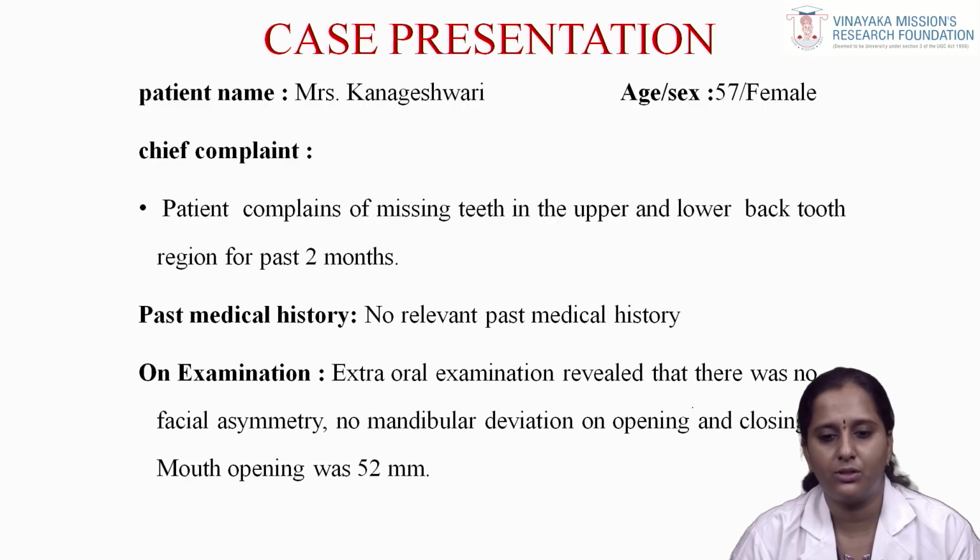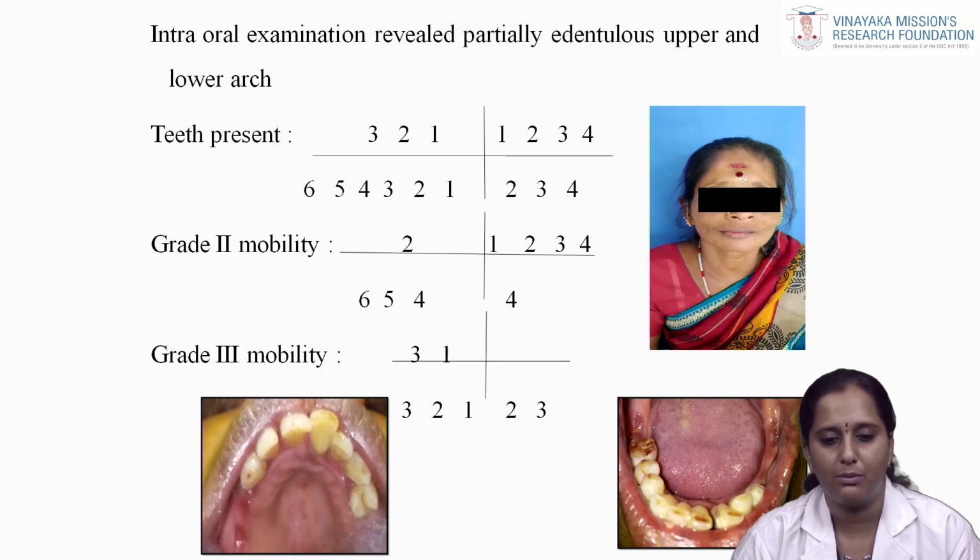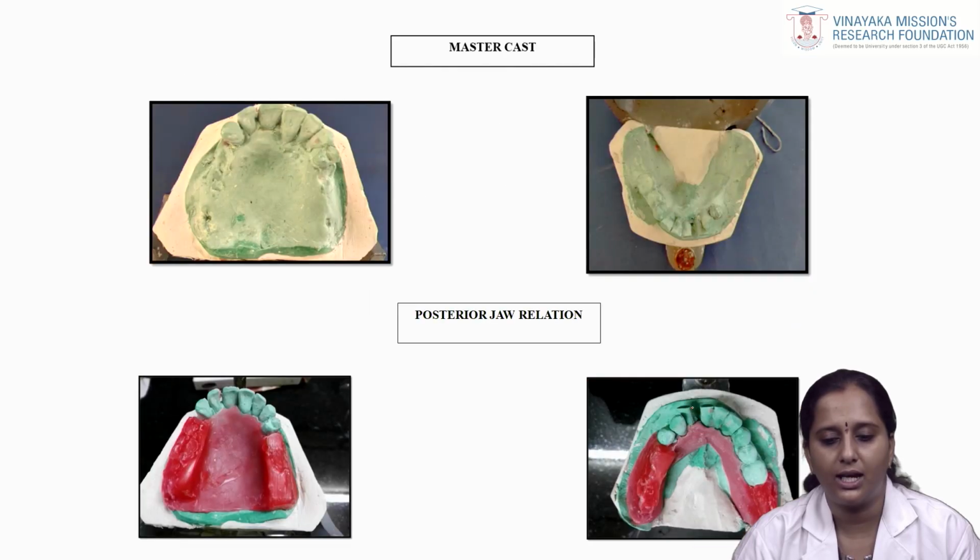Moving on in detail, I am doing a case presentation in which a patient reported with missing upper and lower back teeth for the past 2 months, and the patient doesn't have any past medical history. In extraoral examination, there was no facial asymmetry or mandibular deviation during opening and closing, and mouth opening was 52 mm, which is normal. In intraoral examination, the upper anteriors were present but the upper posteriors were missing. In the lower arch, the left quadrant posterior teeth were missing. And these are the teeth which had grade mobility.